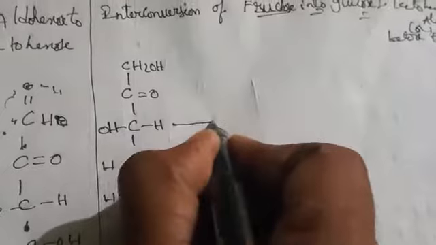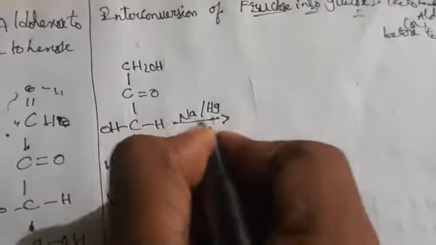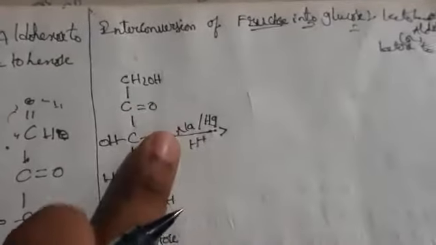We have to convert it into glucose. When fructose is treated with Na, sodium, in the presence of Hg, sodium amalgam, with acidic character, what happens? Again it is undergoing a reduction process, with 2H plus coming and adding here.